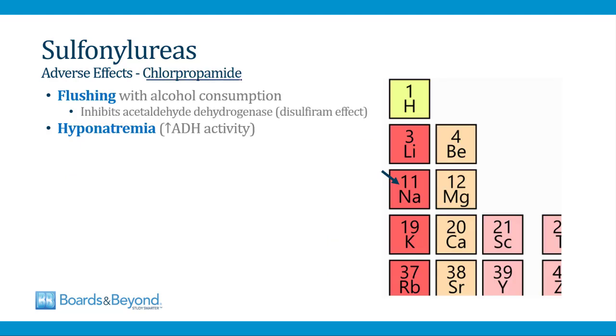And then chlorpropamide, which is a first generation drug that's not used much anymore, has some special adverse effects, which you'll still read about in textbooks. So when patients take chlorpropamide, they can develop facial flushing when they consume alcohol. That's because chlorpropamide inhibits acetaldehyde dehydrogenase, which is an enzyme that metabolizes ethanol. This is called a disulfiram effect because this is the same effect that you get from the drug disulfiram, which is sometimes used to treat alcohol use disorder. And then chlorpropamide can also cause hyponatremia, and that's because it increases ADH activity.